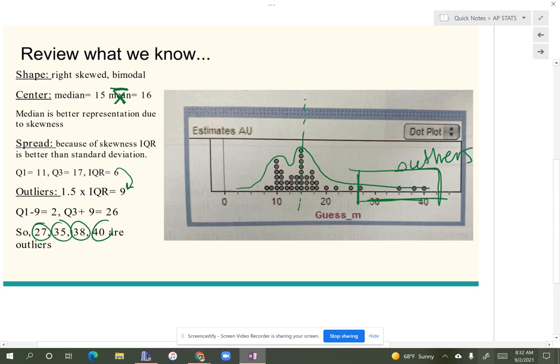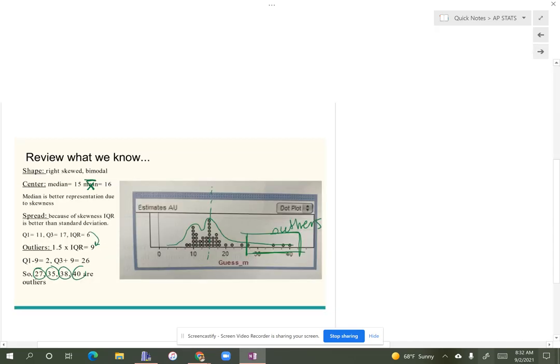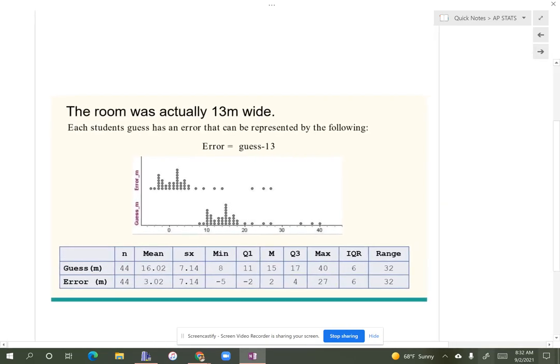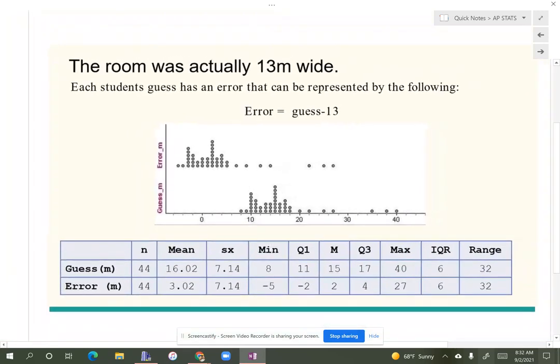But I just want you to remember that shape, because we're going to go back to this situation. We're going to keep talking about these students who are guessing in meters. They guessed in meters, and guess what? They were wrong. The room was actually 13 meters wide. So they all had some error, and their error is their guess minus 13.